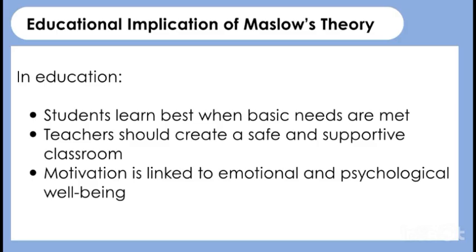So in the educational implications of Maslow's theory, students learn best when basic needs are met. Teachers should create a safe and supportive classroom, and motivation is linked to emotional and psychological well-being. So why do you think it is important? As a future teacher, it's important that we link motivation to the emotional and psychological well-being of students. Please share your answers below.